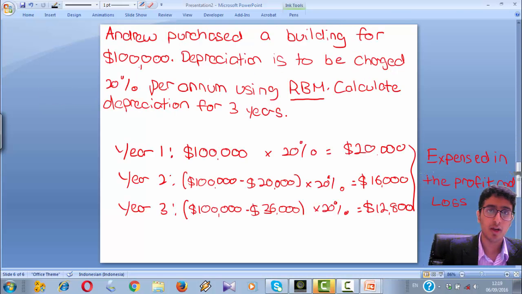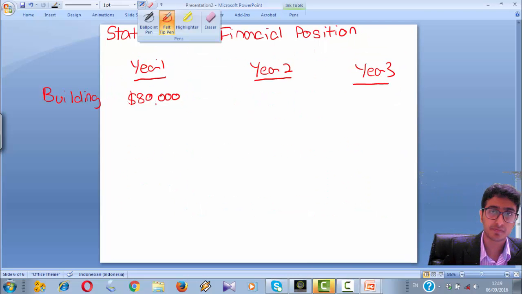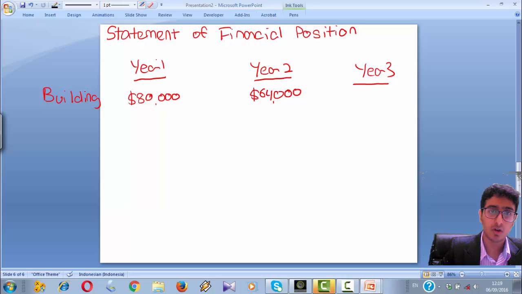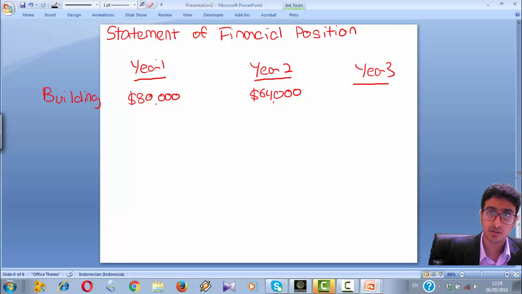Yes, in year 2, it will be $100,000 minus $20,000 minus $16,000, which leads up to $64,000. And in year 3, we will have $64,000 minus another $12,800, which becomes $51,200.